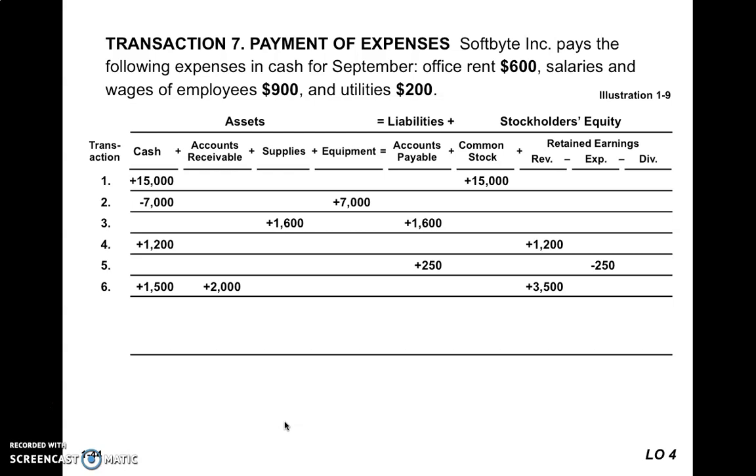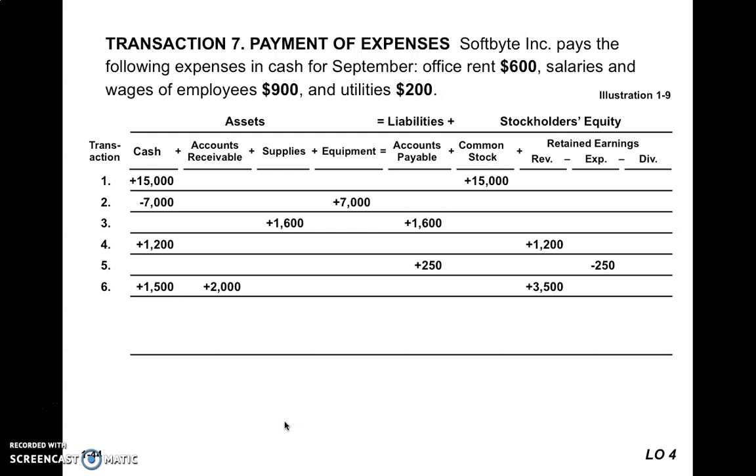Salaries and wages of employees. Employees worked for us, so we use their services to run our operation. That's an expense, salaries and wages expense. And utilities. We use resources of the utility company, PG&E, to run our operation. That is an expense for the company, utilities expense.